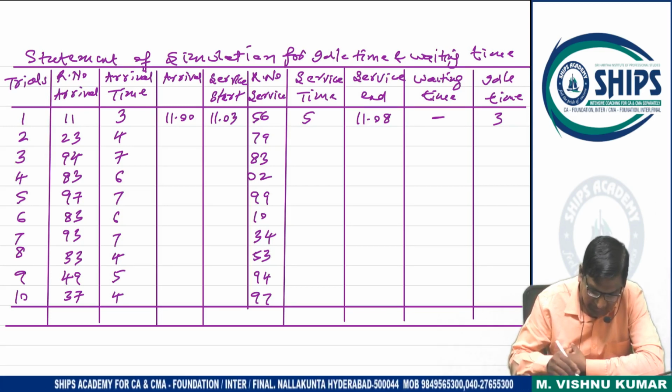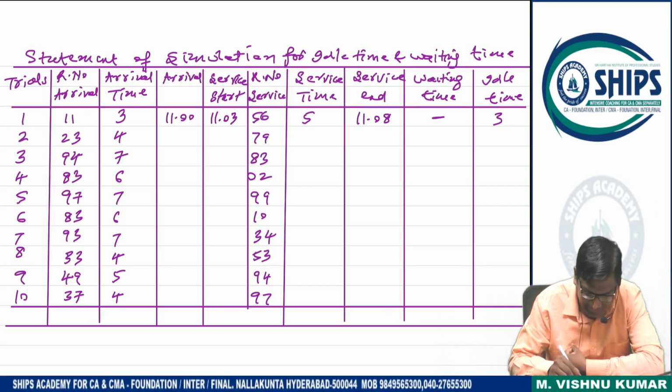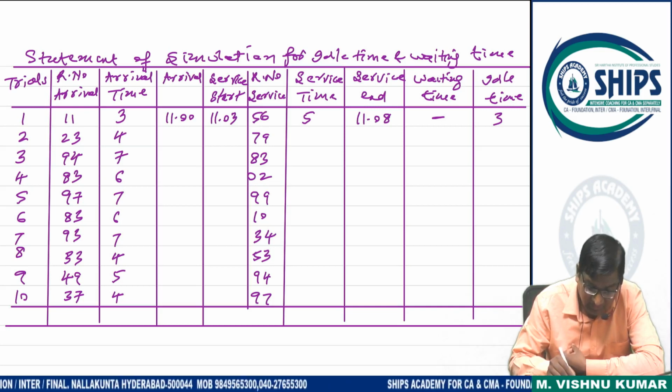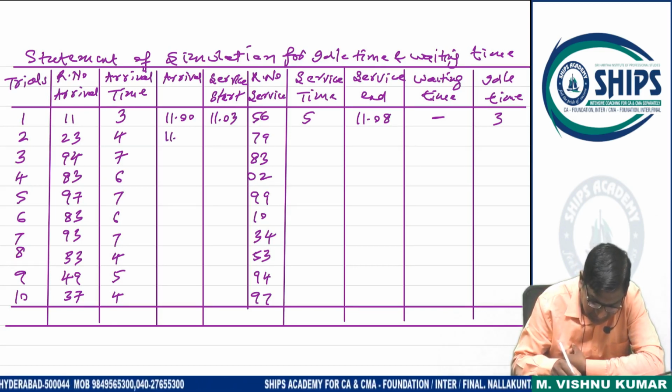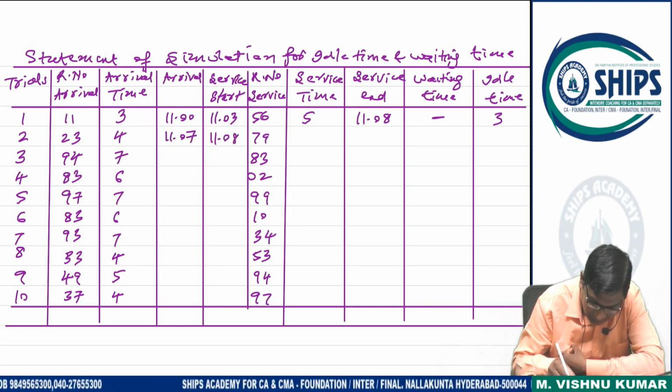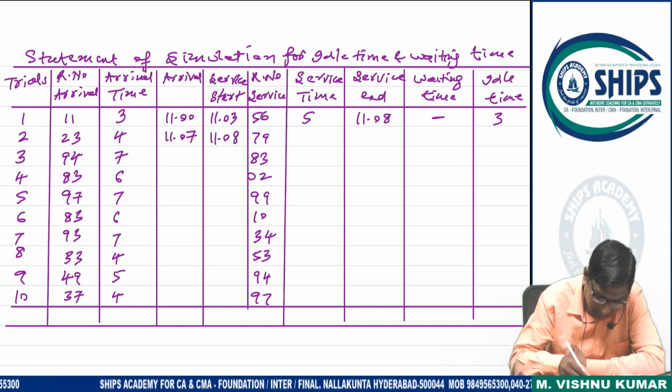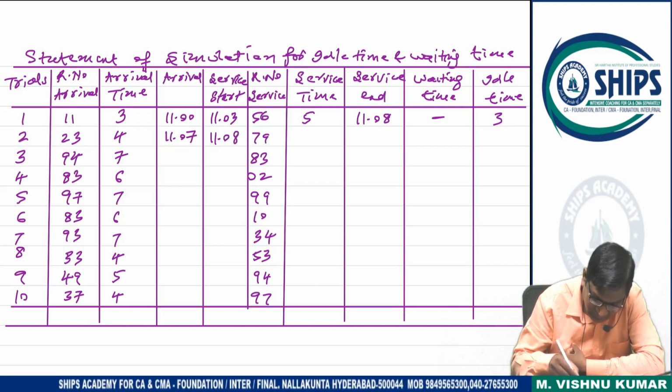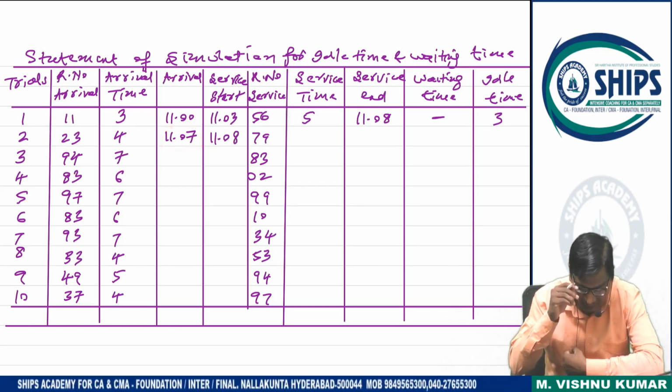11:07. Why 11:07? Because 11 arrival previously, but now 3 minutes already taken for first customer. Now second customer is 11 means coming at 11:07. But 11:07 से start करेंगे सर्विस? No. 11:08 will start. This column is important. यहाँ मिस्टेक होता है देखिए. This is very important calculation.